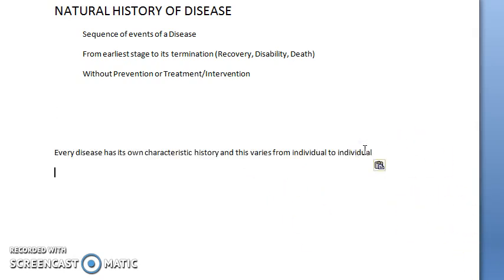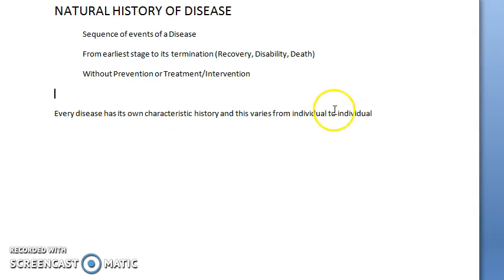There is something more you will have to write here. Every disease has its own characteristic history, and that too it differs from one individual to another. That's weird, right? History, and that too which differs from one individual to another.